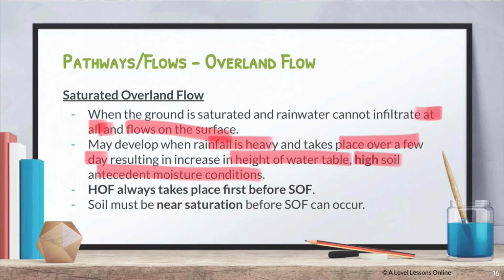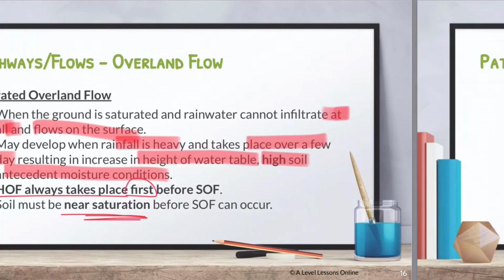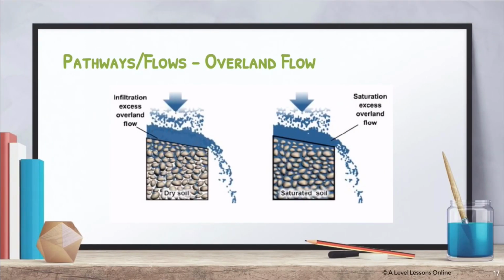I think the causal links I just said are very, very important, it's crucial. So just take note that HOF always occurs before SOF, and the soil must be near saturation before SOF can occur. Like I said just now, it must be very dense, packed full of water before it can occur. So this is just a pictorial illustration.